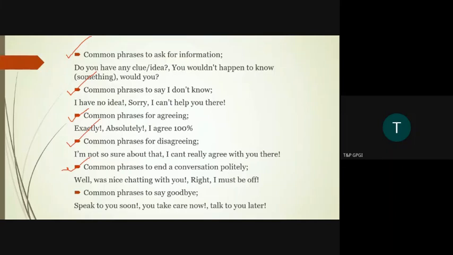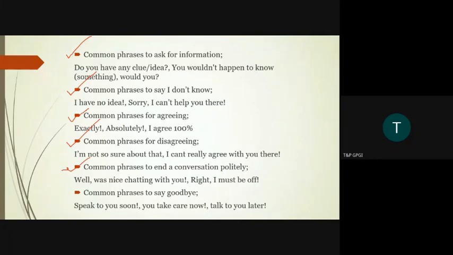I must be leaving. So, this is how you can say politely that you are leaving or you want to leave if somebody keeps on talking. So that's how you can say, right, I need to get going. I need to go. I must be off now. Okay. So you can use well in starting, well, I must be off now, or right, I must be off now. So that's how a phrase starts for ending a conversation politely.